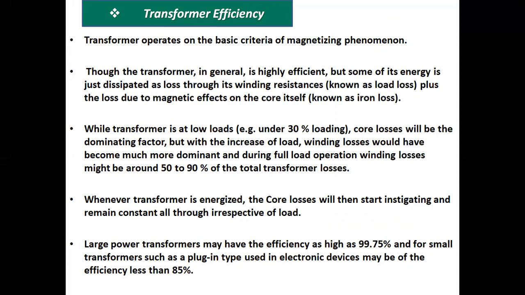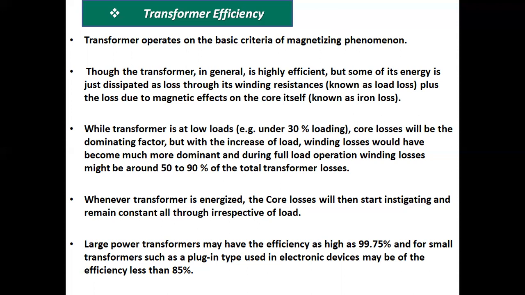Again, I repeat, while transformer is at low loads, that is under 30% loading, core losses will be the dominating factor. But with the increase of load, winding losses become much more dominant. And during full load operation, winding losses might be around 50 to 90% of the total transformer losses. Whenever transformer is energized, the core losses start and remain constant all through, irrespective of load.